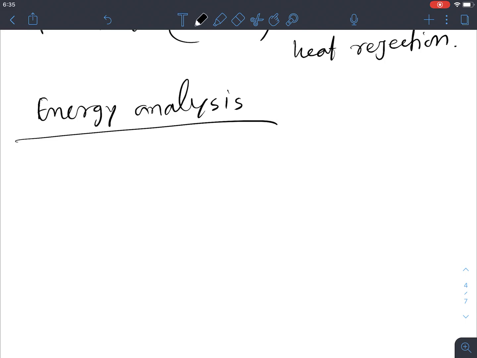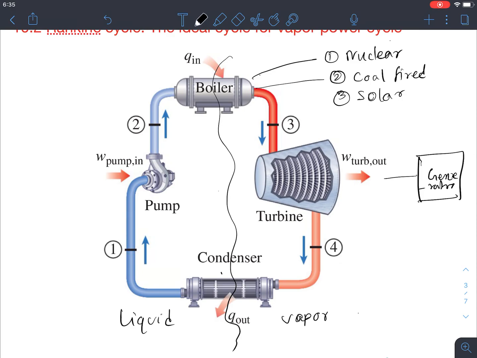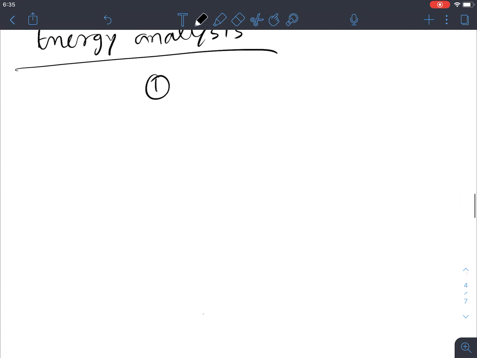basically let's go for assumptions. What are the assumptions we are making? So in this particular cycle, all of those components, or all of those devices, are steady flow devices. That means a constant amount of mass flow is incoming and a constant amount of mass flow is outgoing. So similar to the boiler, turbine, condenser and pump, all of those devices are operating in a steady flow condition. So that's number one, steady flow devices.